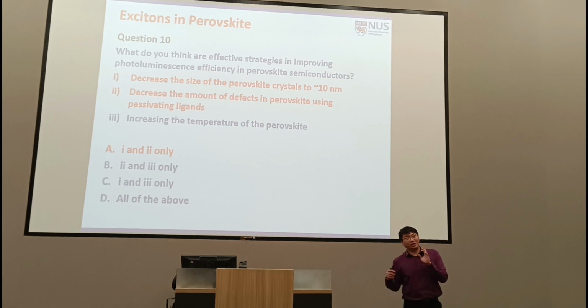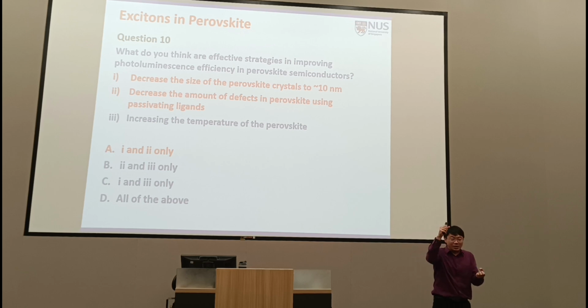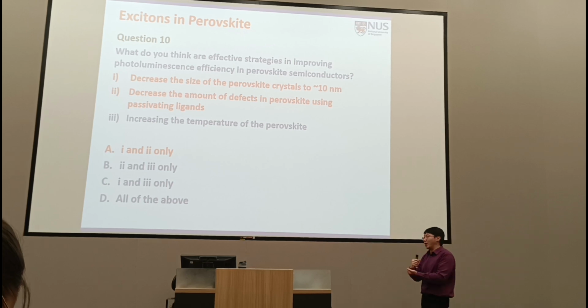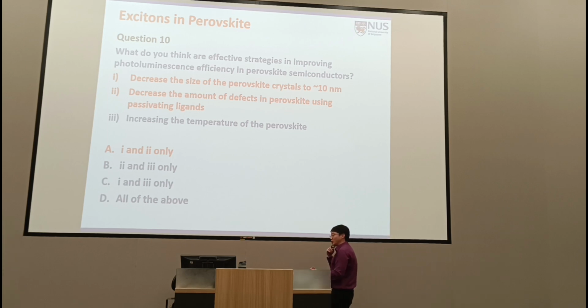For electrons and holes to be able to meet and combine, they need to be bound into an exciton before they can recombine and give off light. So in this case, increasing temperature is not useful.